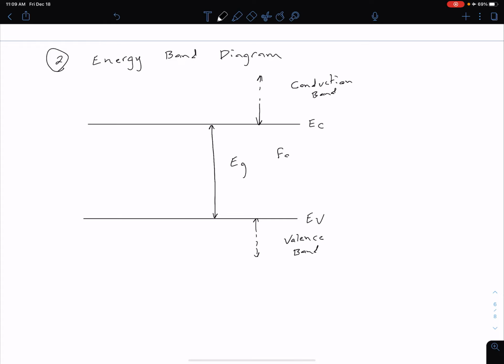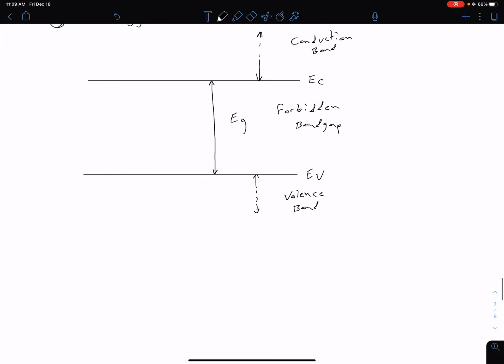And so this is our forbidden band gap, and I'll talk about why that is here in a second. So ideally, we don't have any energy states in this forbidden band gap. So let's just write here, ideally, no energy states.